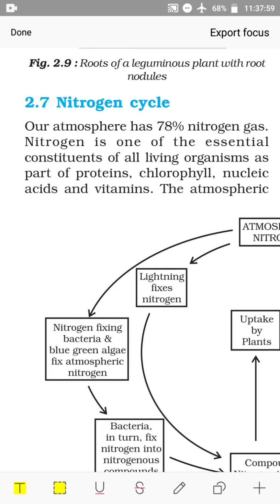Hello students, we have almost come to the end of this chapter. Today we are going to discuss the nitrogen cycle.